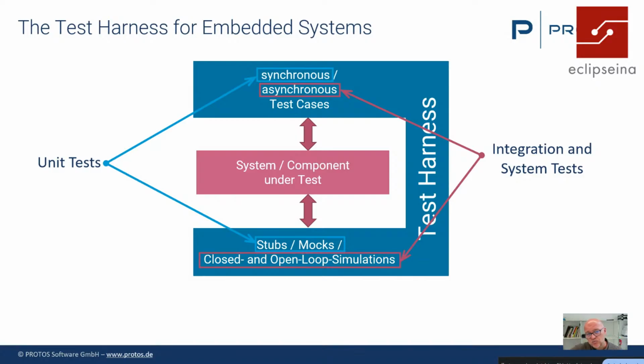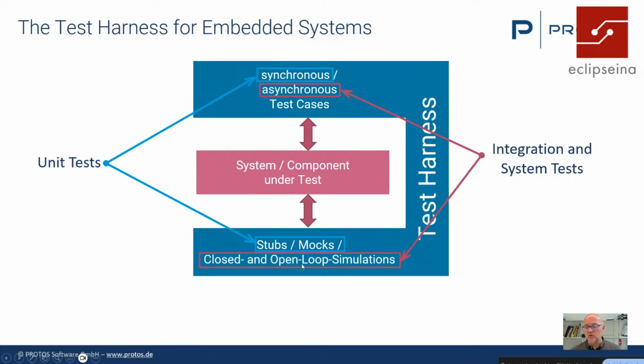While the CAN bus is working, you need to check the temperature value and control your motor. Those would already be three things that are completely asynchronous and concurrent from each other, and you need to test them. And also at the stubbing and mocking level, you do not get away with stubs and mocks. You need to satisfy the interface by doing closed and open loop simulations.